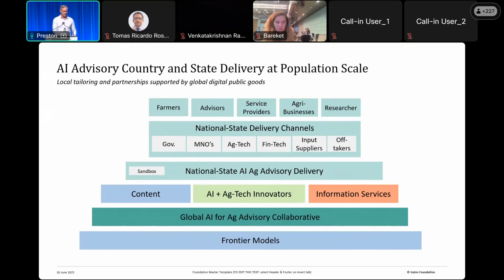Layer underneath that content the agtech innovators themselves and information services like market prices or weather forecasts. And then we have an idea around some sort of global AI collaborative for ag advisory that is leveraging the frontier models. So the frontier models are where OpenAI and Microsoft and Google and Meta are all investing huge amounts into these models and these innovations. We need to take advantage of that. So this is a proposal right now that we're thinking about, and we'd love to hear people's reactions. And over to the other innovators here. Thank you.